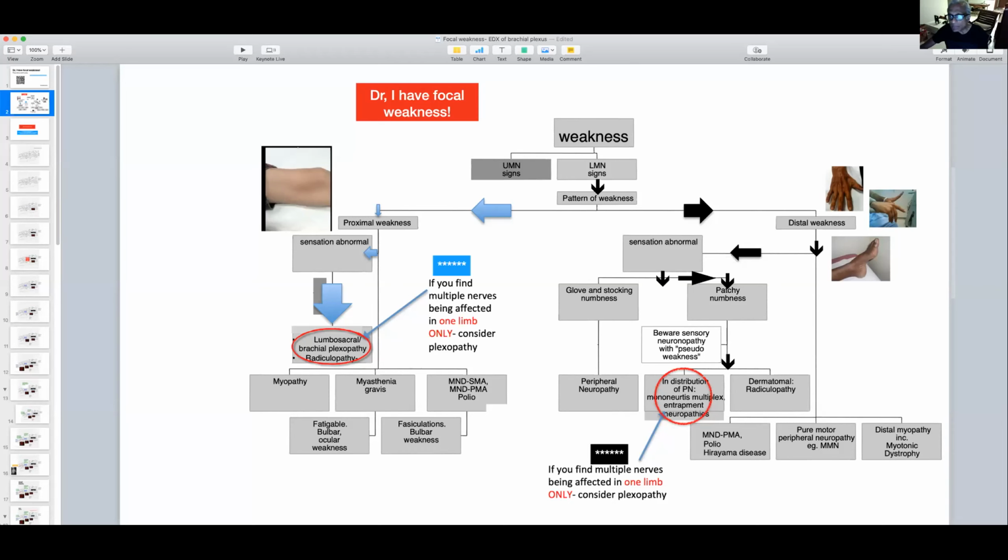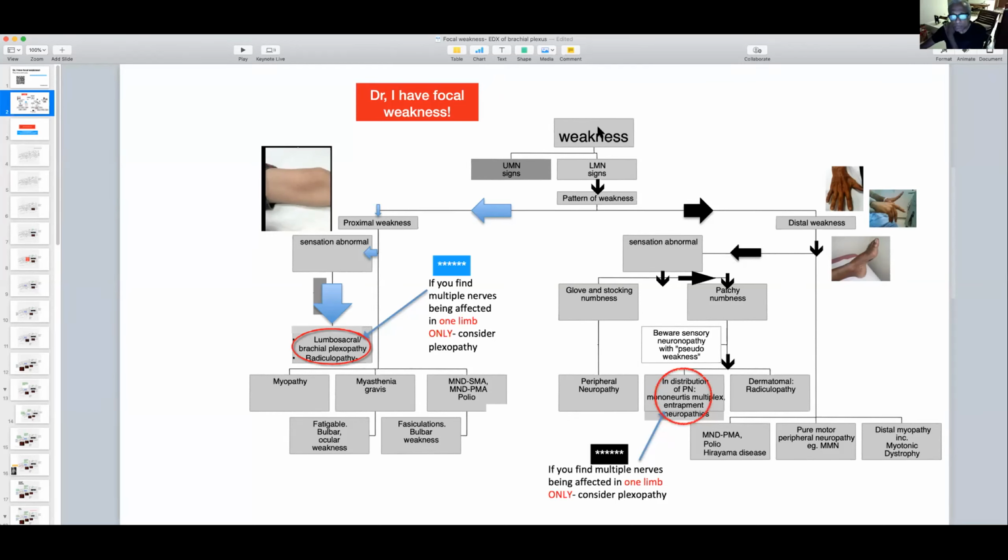For example, this patient with a peroneal neuropathy, this patient with a C8 radiculopathy, this patient with a radial neuropathy, it can be isolated, just one nerve. But whenever you see that a patient's pattern of weakness and sensory loss seems to be more than that of individual nerves, are we dealing with brachial plexopathy or lumbosacral plexopathy?